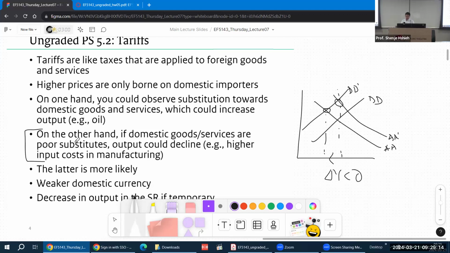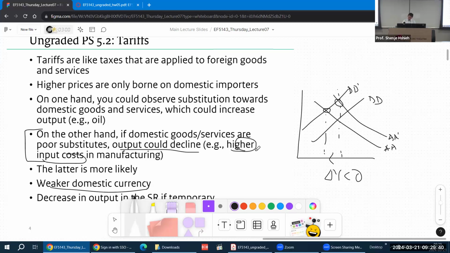Right, so this is what I wrote here. If domestic goods and services are poor substitutes, then output could decline because there are higher input costs in manufacturing. The country's not good at producing whatever you want from abroad. You can't substitute away, and therefore you're going to get a weaker currency, et cetera. So just think of it as a tax increase, right? And so our analysis is the same as what you saw last week. But of course, that's not the full story, right?